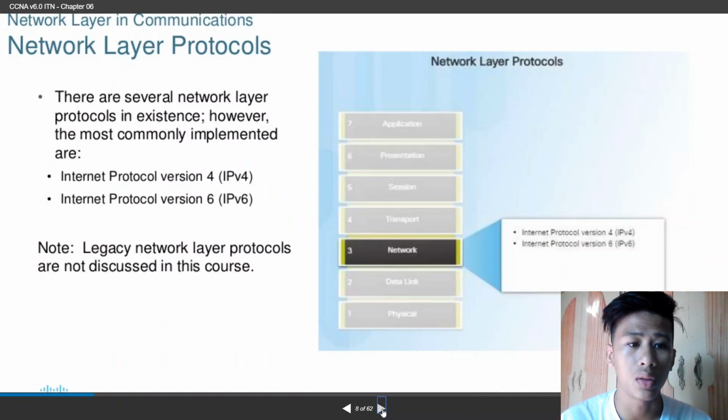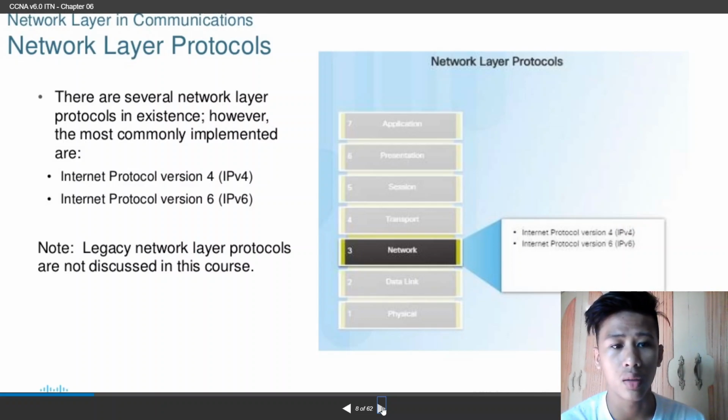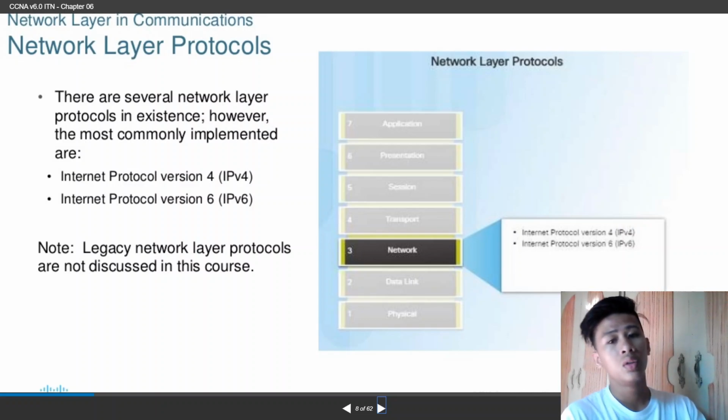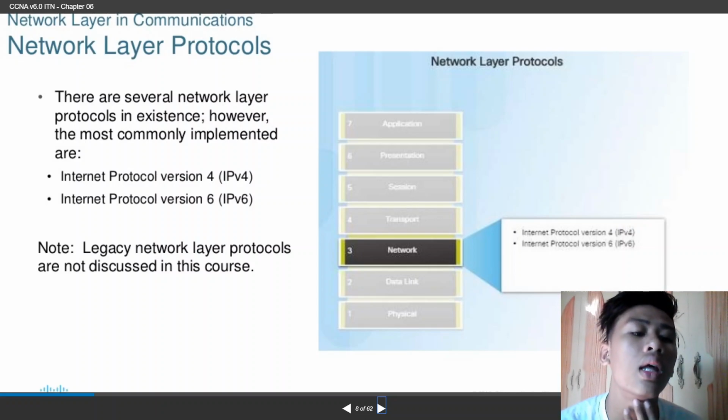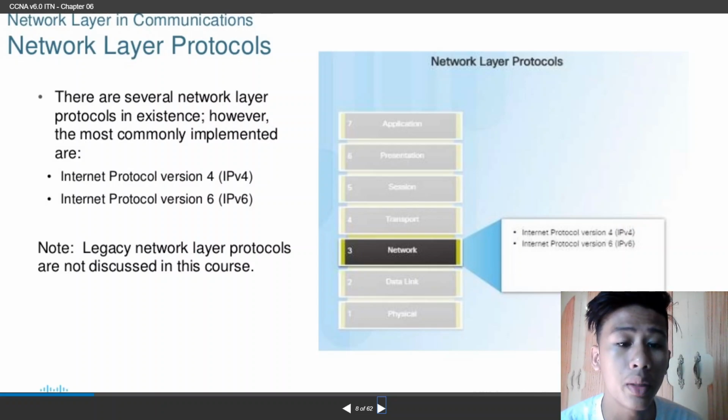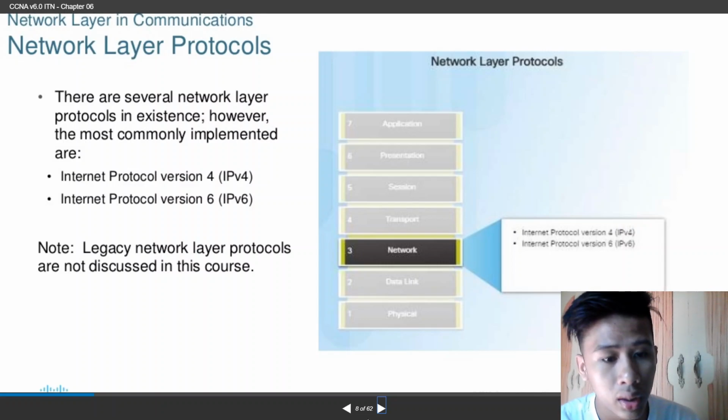Network layer protocols. There are several network layer protocols in existence. However, the most commonly implemented are Internet Protocol version 4 and Internet Protocol version 6, in short IPv4 and IPv6. Legacy network layer protocols are not discussed in this course.